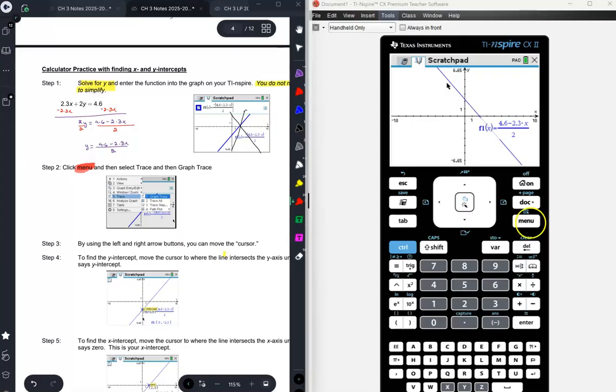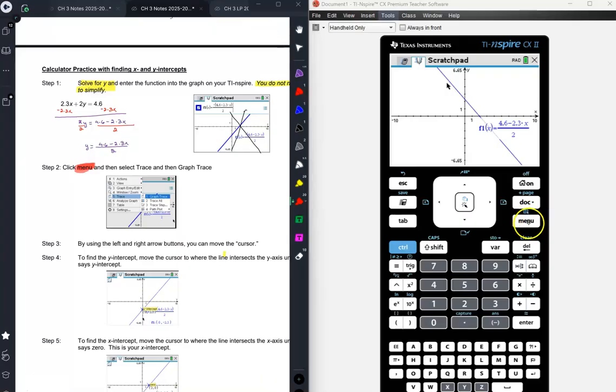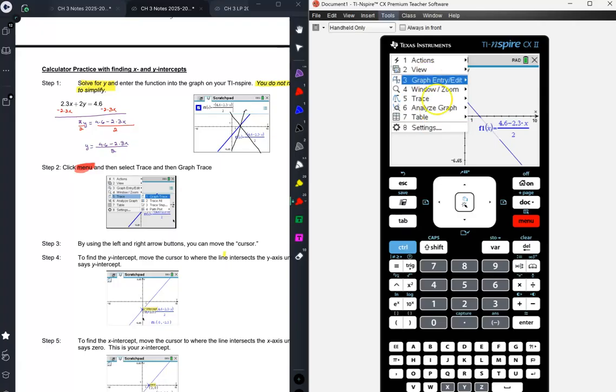You're going to click Menu on your calculator, on the right-hand side. You get all these options. To go to one of these options, you can either scroll to it, or click the down button. We want option number 5, so I can just press 5 for trace. We're going to trace our graph. Then you press 1, you select the first one for graph trace.